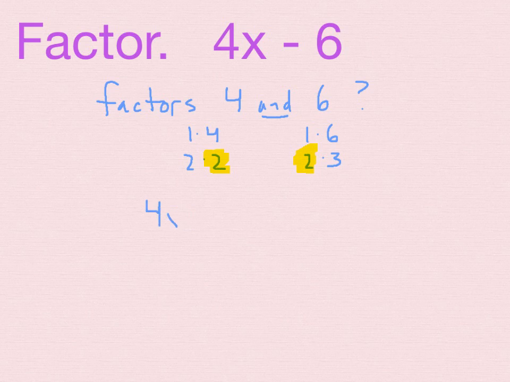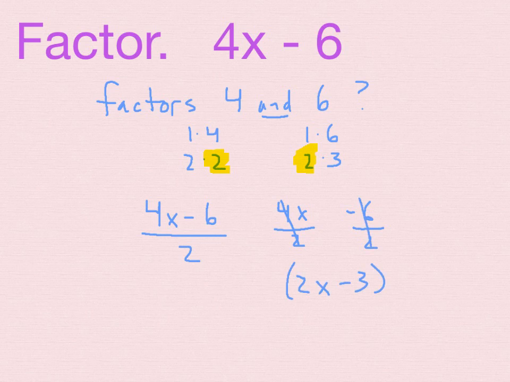So I'm going to go ahead and think about taking a 2 out, or dividing a 2 out of 4x minus 6. So I'm going to take 4x divided by 2 and negative 6 divided by 2. So here I end up with 2x. Here I end up with negative 3. And then the 2 that I divided out, the common factor, stays outside. And this is factored form.